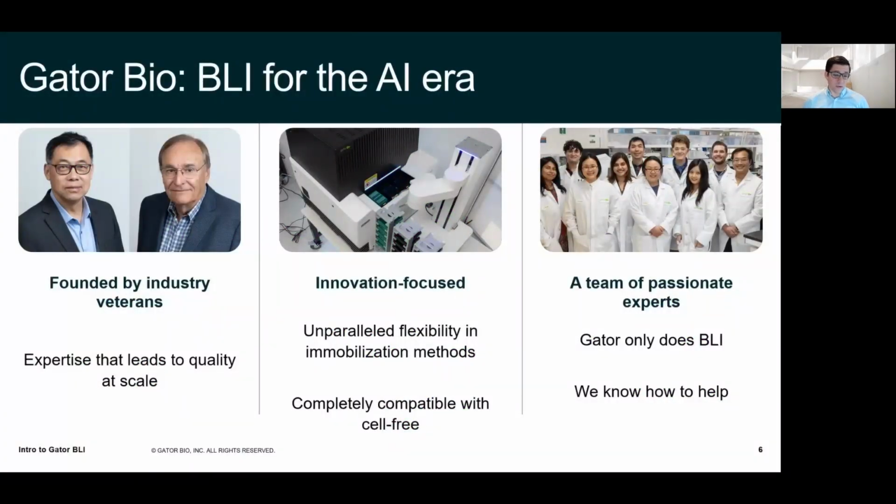This is where Gator Bio really excels in all of these ways. We're founded by industry veterans, and that means that we have the expertise that leads to quality at scale. We also are very innovation focused. We have a variety of immobilization methods, but one of our big innovations is making biosensors that are completely compatible with cell-free, which is the primary method for expressing proteins in the AI era. We're a team of passionate experts, and we really only do biolayer interferometry, this one technique that's used for measuring all of these things. That means that we know how to help you. So if you could reach out to us, contact us, we can provide you the support you need as you scale up your processes.